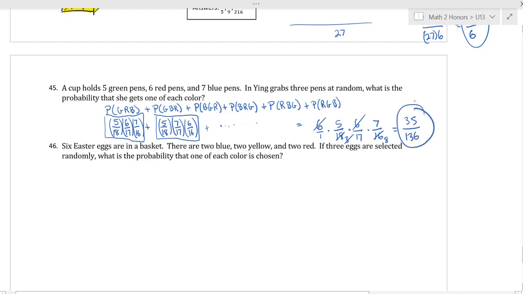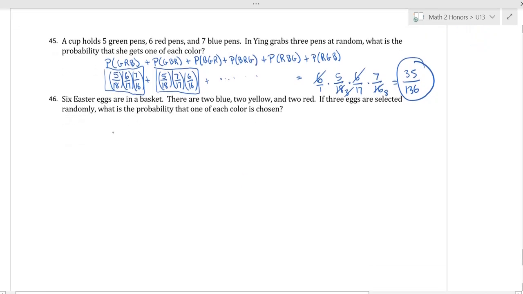Alright, last one. 6 Easter eggs are in a basket. 2 blue, 2 yellow, 2 red. If 3 eggs are selected randomly, what's the probability that one of each color is chosen? Okay, so we want the probability of blue, yellow, red, or again, there's 6 ways, and each one is equally likely. So it's going to be 6 times one of these probabilities.